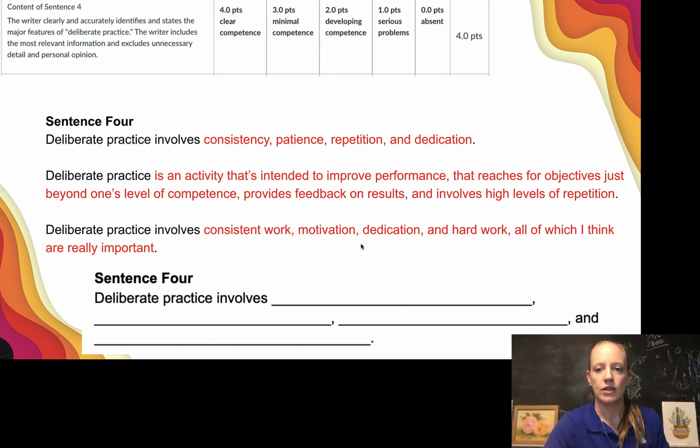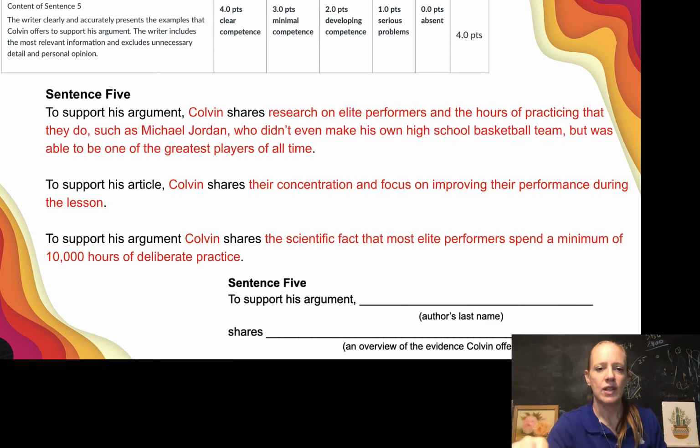Consistent work, motivation, dedication, and hard work. A lot of those things, again, are similar to what's here, but they're not put into words that are specific enough. So I would say this one, the second one, is a 4. This one is probably a 3 because it isn't as specific. And this final one would have been a 3, but then they add "all of which" I think are really important. So the rubric says you have to avoid personal opinion, which means I have to knock this down to a 2. In sentence 5, this is probably the one that most of you had the most trouble on.